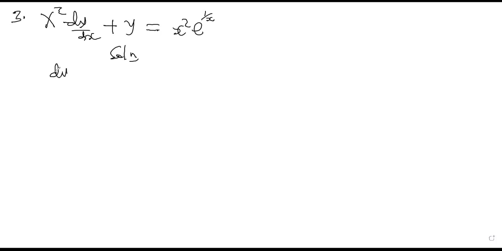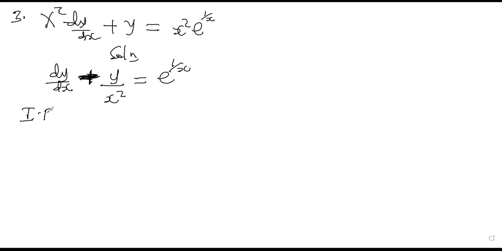So you just say that dy dx plus y out of x squared is equal to, if you divide by x squared, e power 1 over x. So the first step here was to first divide through by x squared. So after getting this, now we get our integrating factor lambda.